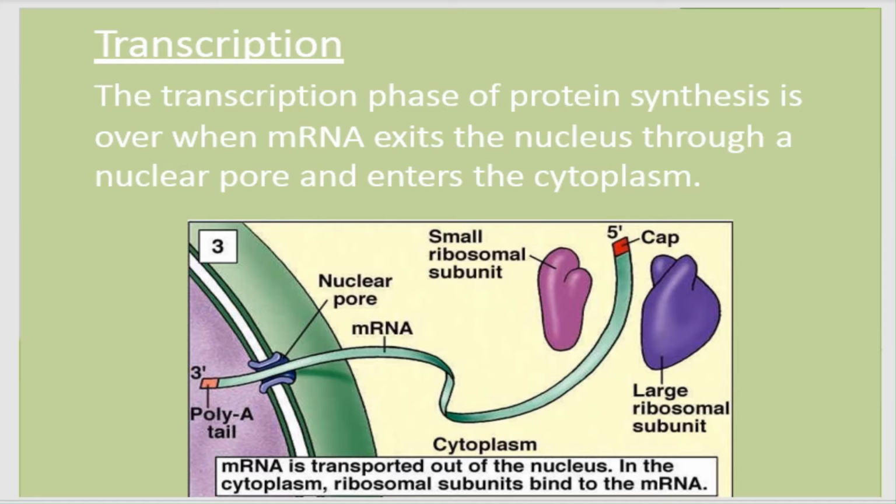So what happens after the transcription process? The transcription phase of protein synthesis is over when the messenger RNA exits the nucleus through a nuclear pore and enters the cytoplasm. During the transcription process, messenger RNA is coded from the DNA. After this process, this messenger RNA will go out of the nucleus through the nuclear pore. Once the messenger RNA is in the cytoplasm, the translation process can occur.